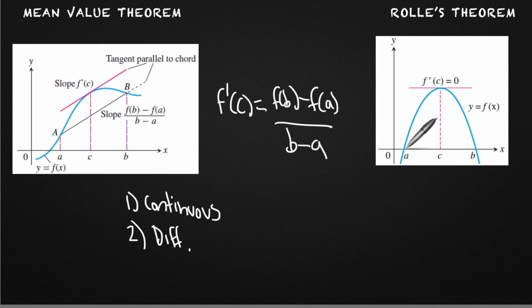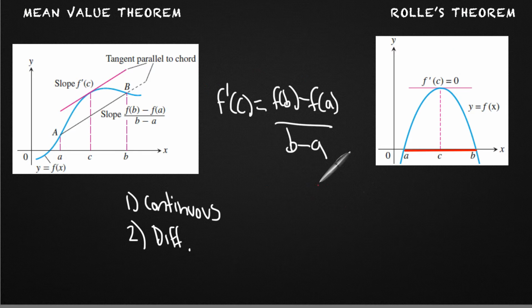Here's what Rolle's theorem says. If you have point A and point B, and they are directly across from one another, meaning the line that I draw to connect them is a horizontal line, well, if I find the slope between A and B, that's just 0. So there must exist some point C between A and B where the function also has a derivative of 0. So that's what Rolle's theorem says, and that's what the mean value theorem says.